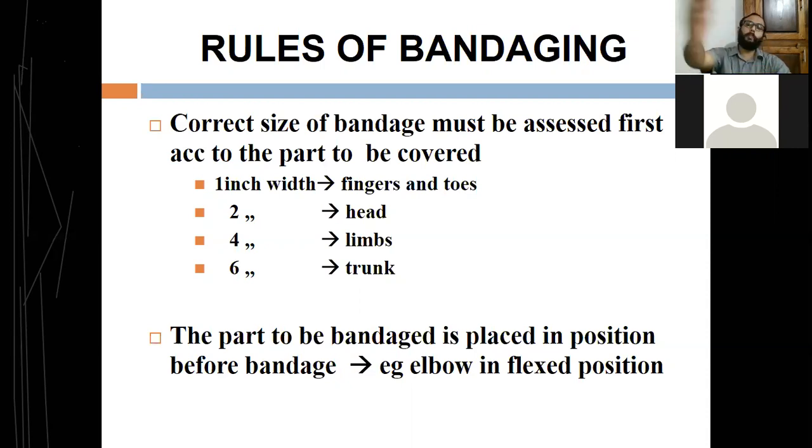You should not do the bandage and then ask the patient to keep the elbow in that position. It should not be done. The ideal position of the elbow in almost all injury is flexed, but in avulsion fracture of the olecranon process due to the pull of triceps muscle, only in that condition the bandage should be done in extended position. The elbow should be kept in extended position before the bandage.